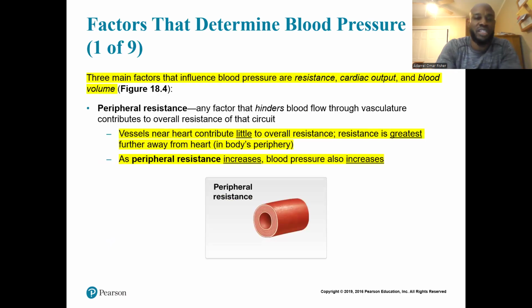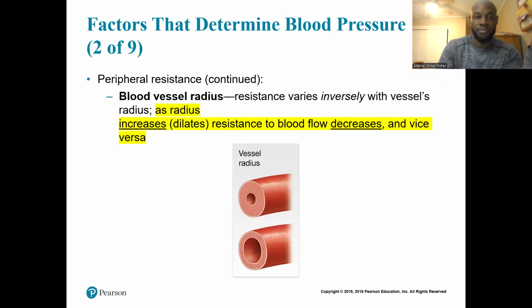Right, so 3 main factors that influence blood pressure are resistance, cardiac output, and blood volume. Right, so peripheral resistance, any factor that hinders blood flow through vasculature contributes to overall resistance of that circuit. So vessels near the heart have little overall resistance. As you get away from the heart, the resistance is greater in the body's periphery. The peripheral resistance increases, blood pressure also increases, right?